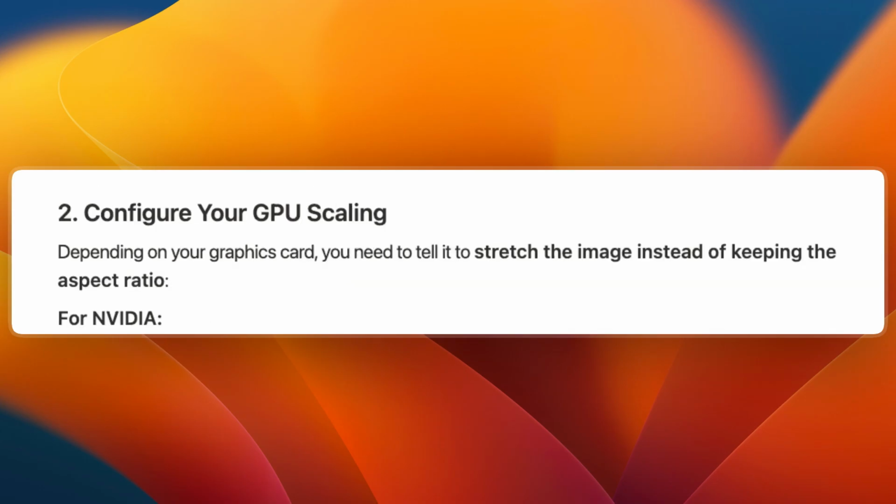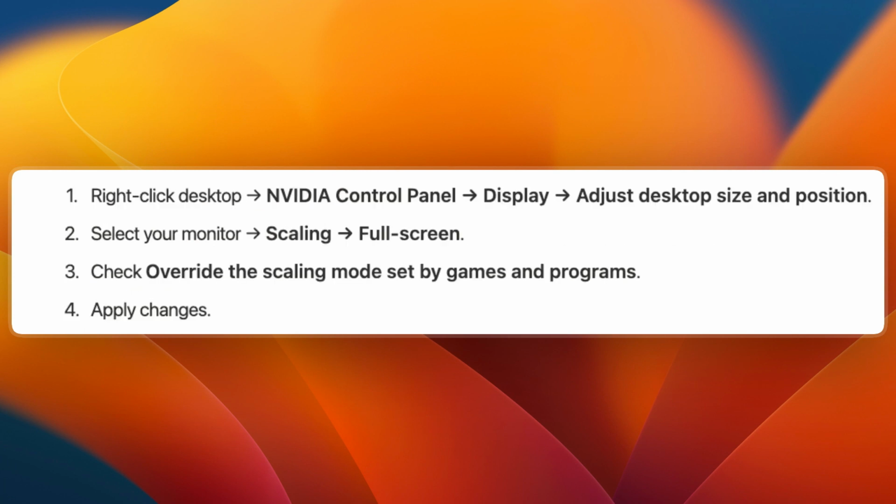Next, you need to configure your GPU scaling, and I'll show you how to do it for NVIDIA, AMD and Intel. So depending on your graphics card, you need to tell it to stretch the image instead of keeping the aspect ratio. So for NVIDIA, right-click Desktop, then NVIDIA Control Panel, Display, and adjust desktop size and position. Select your monitor, then go to Scaling and select Full Screen. Next, check Override the scaling mode set by games and programs and apply the changes.